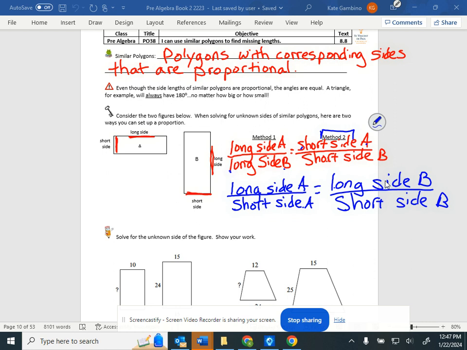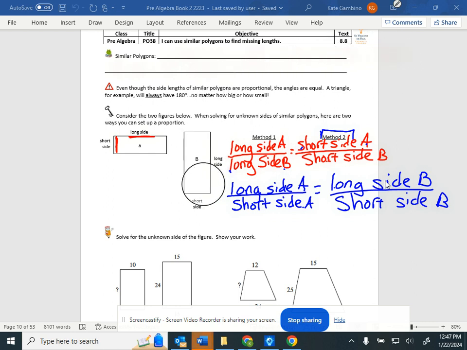So, let's see what that means to solve our proportions. And I'm going to tell you right now, I've taught this class multiple times. This objective always messes people up because they forget how to set up the formulas.